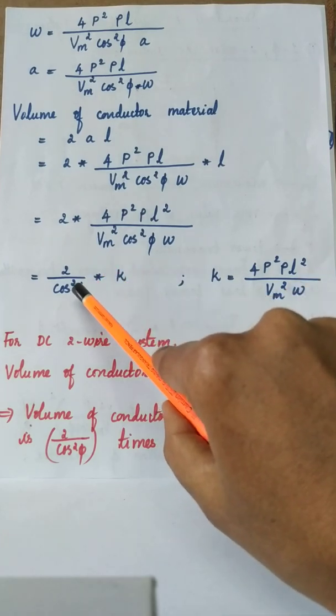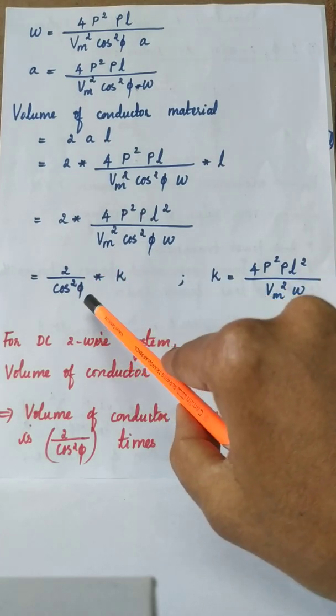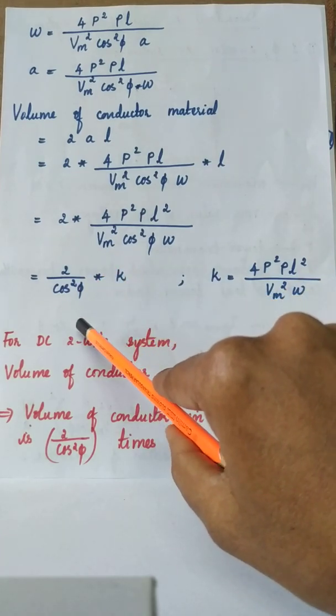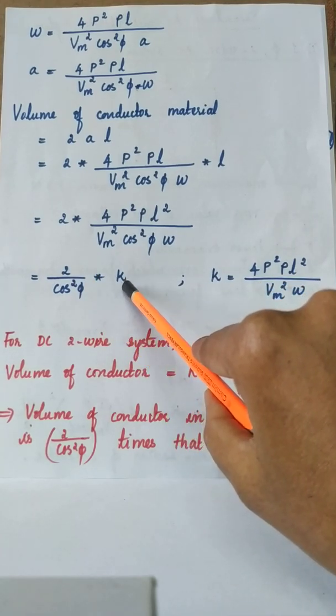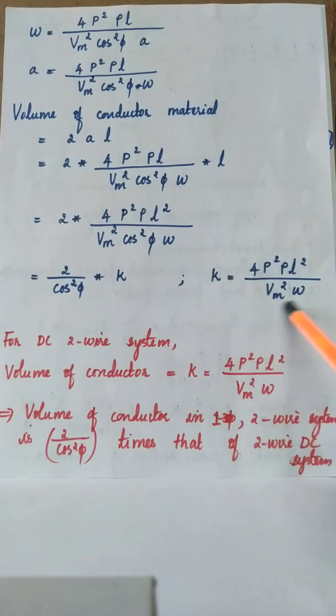So in the case of a single phase two-wire system, the volume of conductor material is 2 by cos square phi into K, where K is 4 P square rho L square by Vm square into losses.